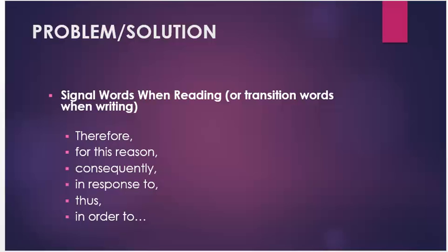When you are reading, there are signal words to use, or when we're writing, we call them transition words. Therefore, for this reason, consequently, in response to, thus, and in order to. If you see those words, chances are you are reading a problem and solution expository text.